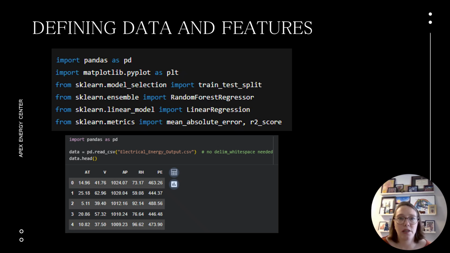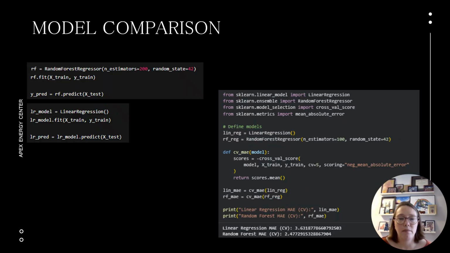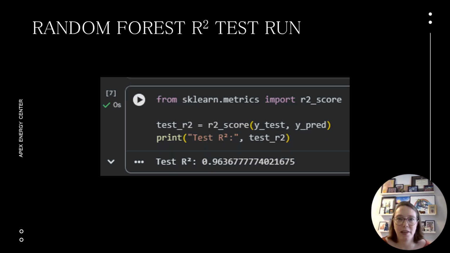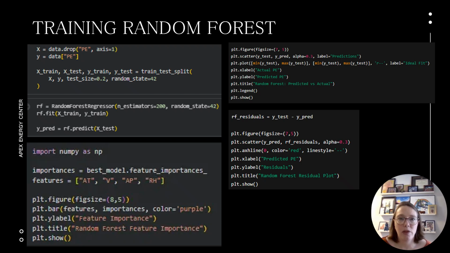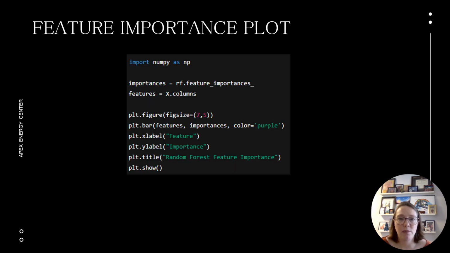Defining data and features, defining target and applying data split, model comparison, random forest mean absolute error, the random forest variable test run, the relationship between predictors and electrical output, training random forest, training the linear regression, calculating the mean absolute error and R-squared, feature importance plot.